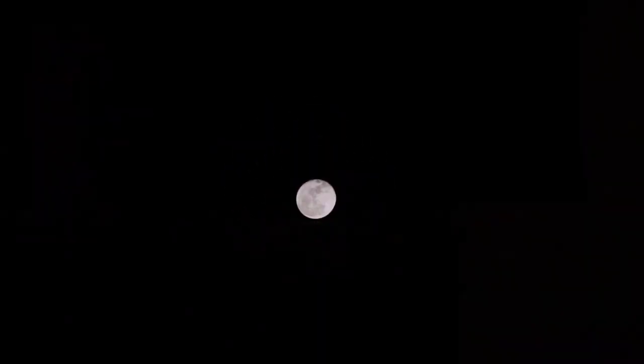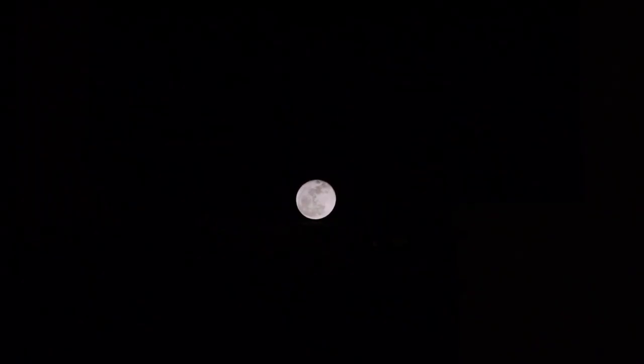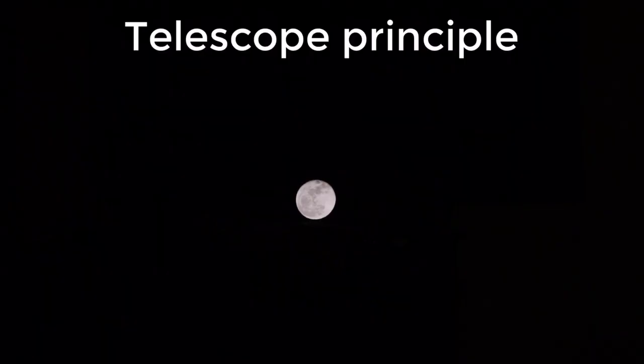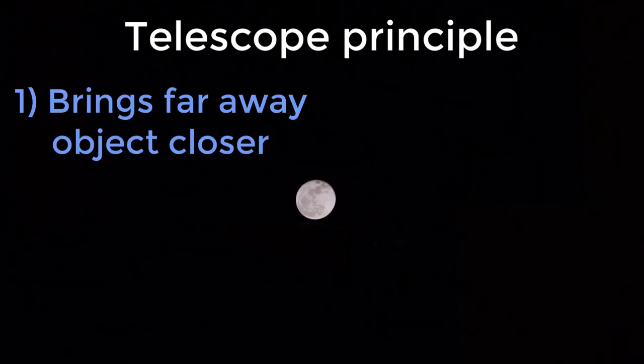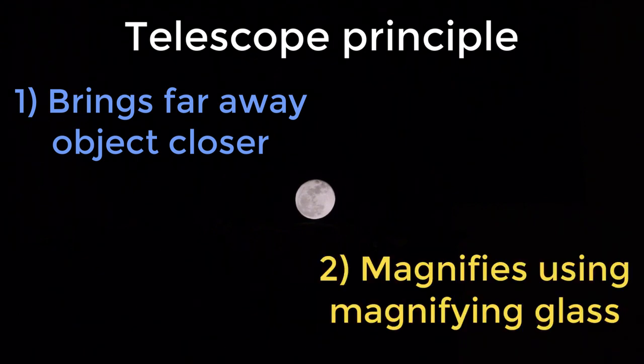The focal length of the glass that I'm using is maybe 20-25 centimeters, and the moon is what? Thousands of kilometers away. So there's no way we can magnify the moon this way. You'll just see blurred images. So in order to use our magnifying glass, somehow we need to bring that moon closer to us. And that's what a telescope does. It brings a faraway object closer to you and then uses a magnifying glass to magnify the image. That's the principle of a telescope.